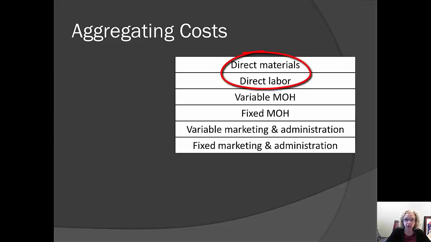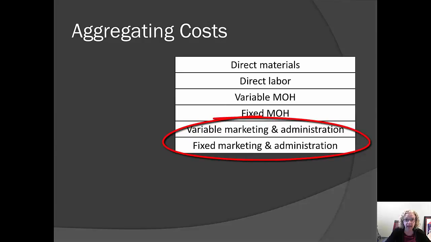We have our direct materials and direct labor, and I've split our overhead into a variable portion, part that changes when our level of activity changes, and a fixed portion that's likely to stay the same within the relevant range. I've also split our marketing and administrative costs into a variable portion that's likely to change depending on how busy we are. That might include, for example, sales commissions, and then a fixed portion that probably won't change within the relevant range. So what can we do with these costs?